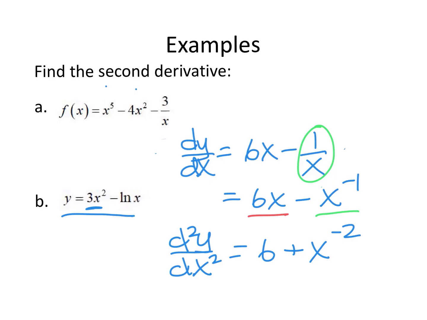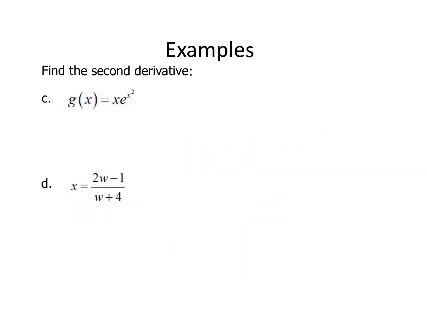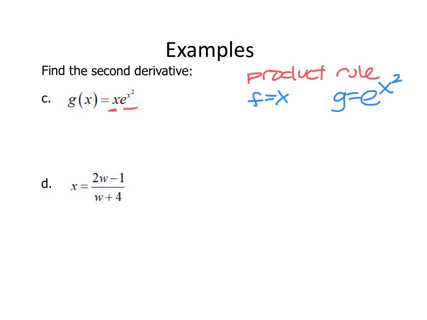There's my second derivative. Let's look at a couple of functions that are a little bit more complicated. Looking at g of x, I'm noticing that I have x times e to the x squared. So I'm going to need to use the product rule. I'm going to start out by determining what I'm going to use for my f and what I'm going to use for my g. So my f is just going to be that first factor, x. G is going to be e to the x squared.